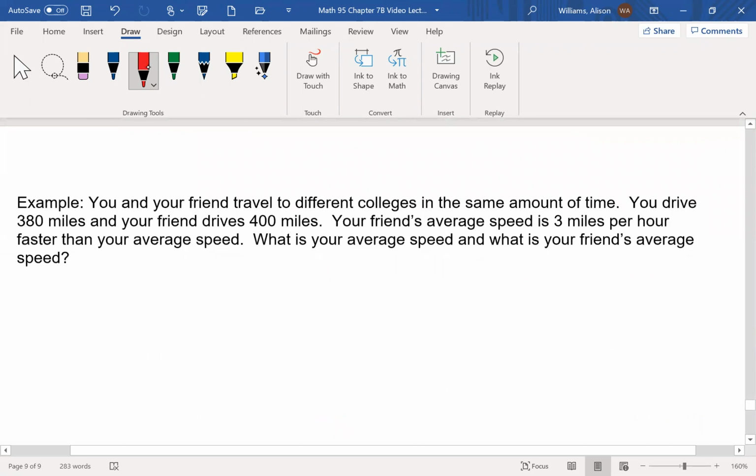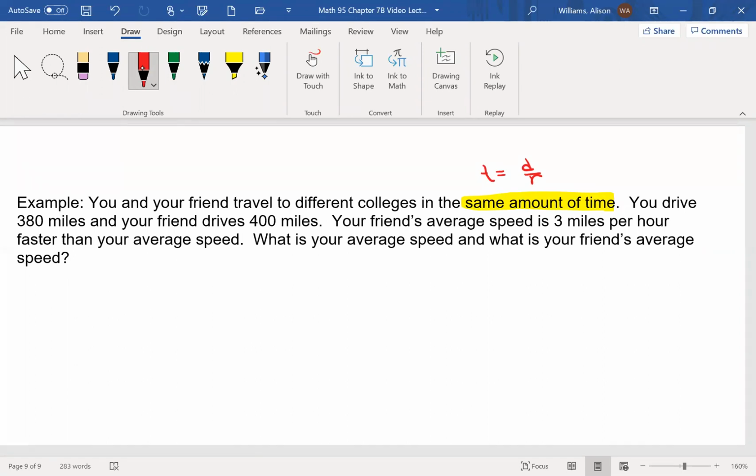All right, so this one, you and your friend traveled to two different colleges. The two is spelled wrong. That should be T-W-O. In the same amount of time. There it is, that magic phrase. So that means we're going to use our little formula of distance over rate to set the times equal, because I'm assuming that's what they're going to give us. You drive 380 miles. There's my distance. Friend's distance is 400 miles. Your friend's average speed is 3 miles per hour faster than your average speed. What is your average speed and what is your friend's average speed?